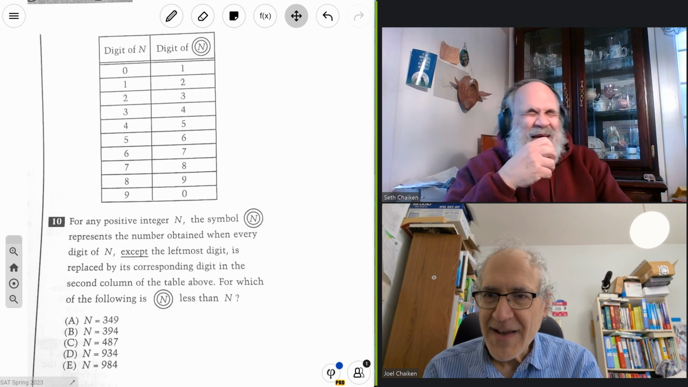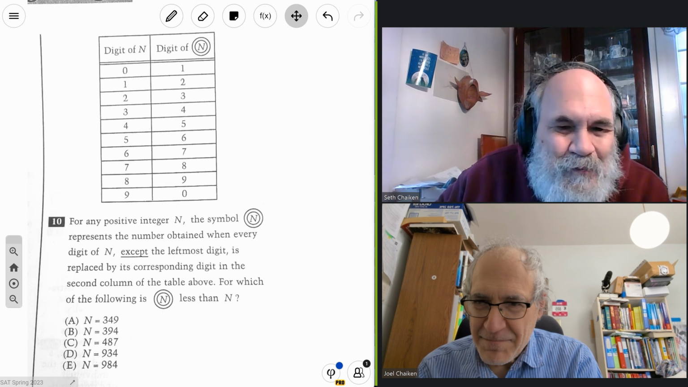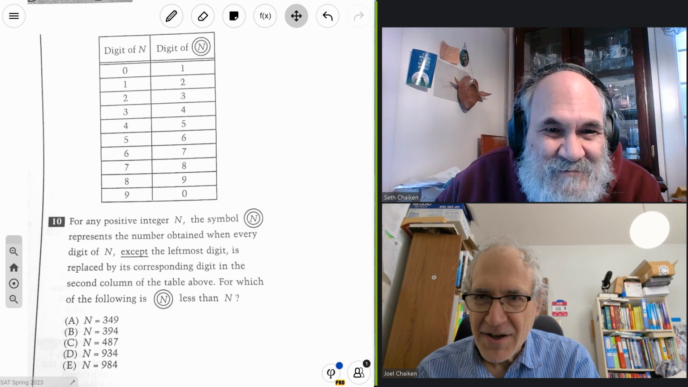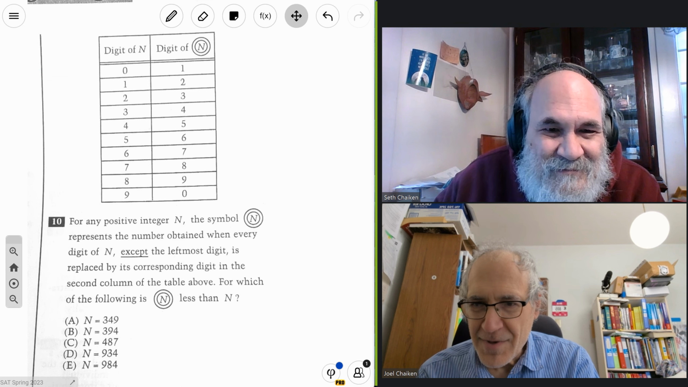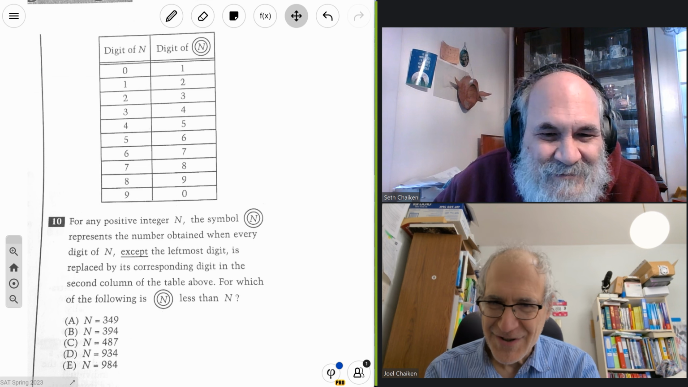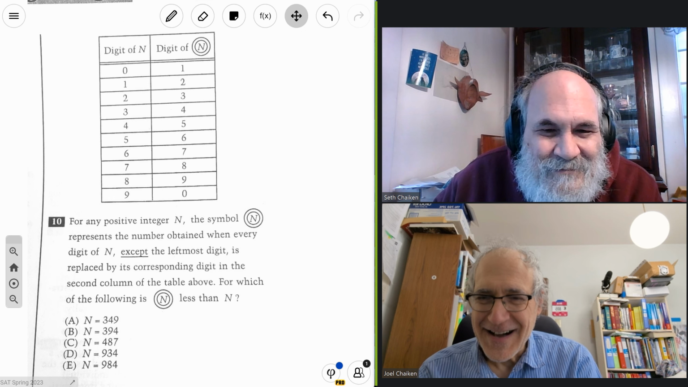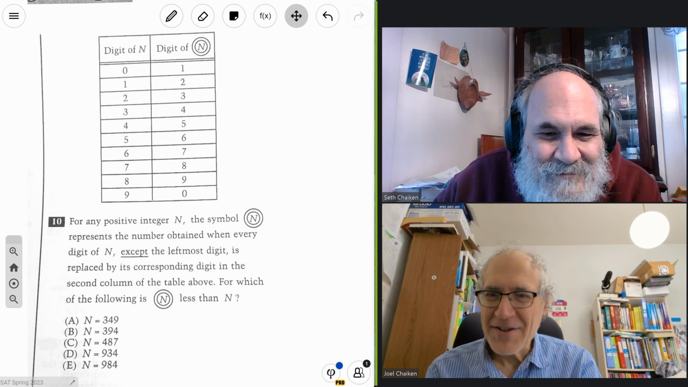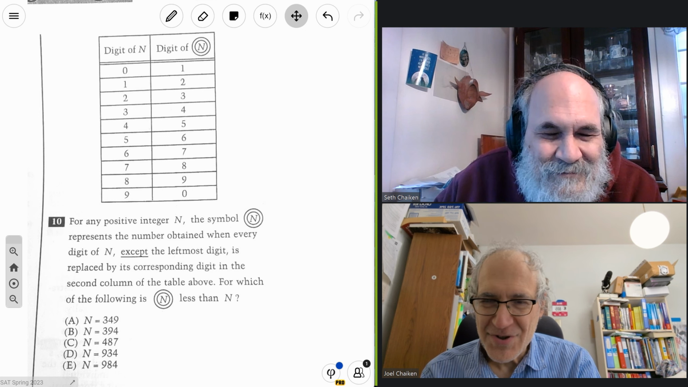Okay. Here we have digit of n. Question of the week. For any positive integer n, the symbol circle n represents the number obtained when every digit of n except the leftmost digit is replaced by its corresponding digit in the second column of the table. Okay, looks like a function, some sort of weird rule. For which of the following is the circle of n less than n?